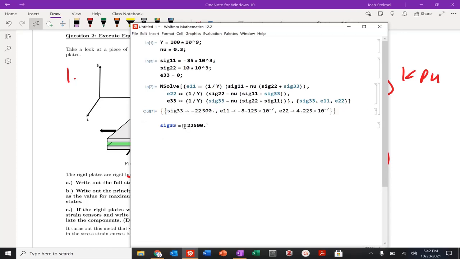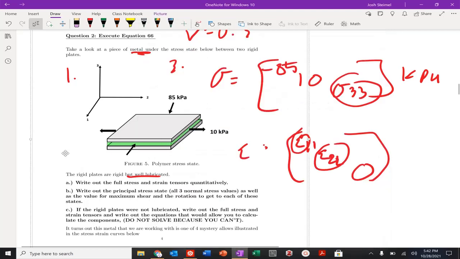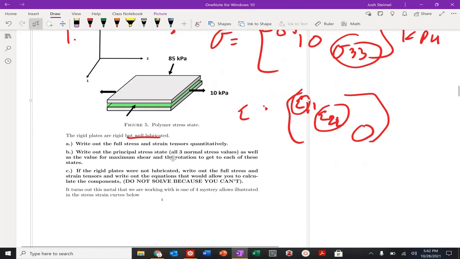Sigma 33 equals this. My E11 is equal to this. And my E22 is equal to this. Fantastic. So write out the values of the principal stress state, all 3 normal values, as well as the value of maximum shear and the rotation to get to each of these states.